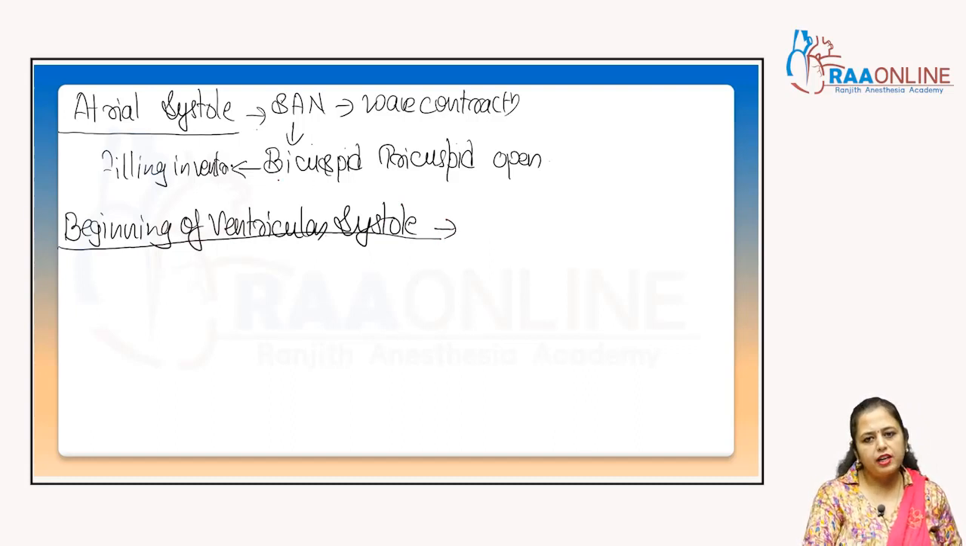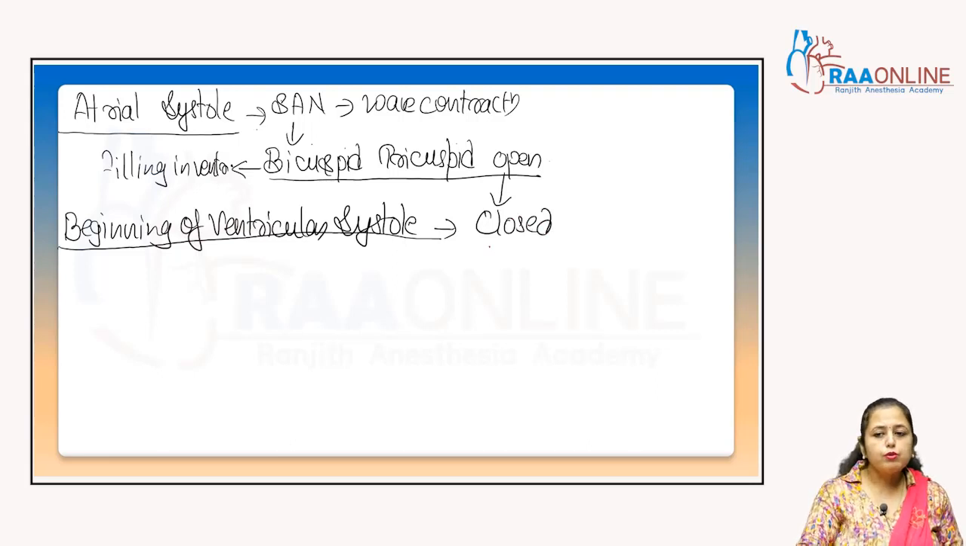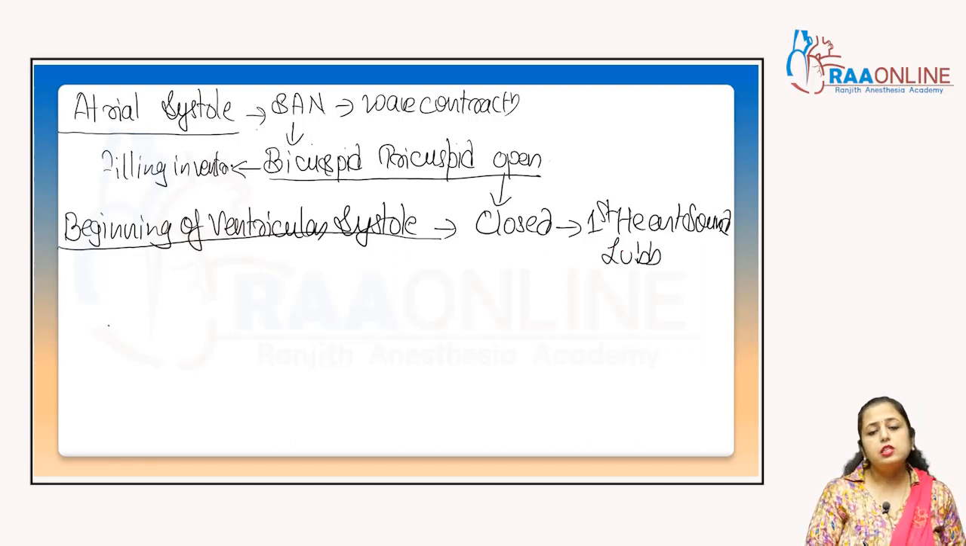At the beginning of the ventricular systole, the bicuspid and tricuspid valves get closed, right? Due to the closing of these valves, the first heart sound is produced, which is known as the lub. So the first heart sound is produced due to the closing of the bicuspid and tricuspid valves. This is a pre-medical question, so memorize it properly. A heart sound is produced only by the closing of the valves, not the opening.